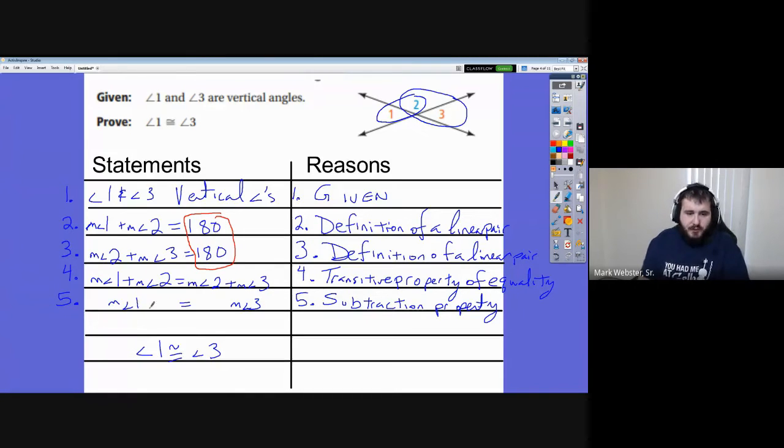So since I know that the measure of angle 1 equals the measure of angle 3, can't I just switch that from equals to congruence? Yeah. So this last step, and I don't need this one anymore, which is great. Our last step is just that this is true. And why is it true? Well, if they're equal, then they're congruent. That's what it means to be congruent. That's the definition of congruence.